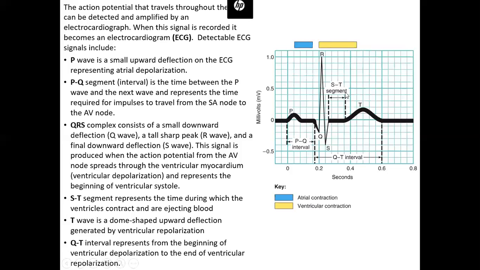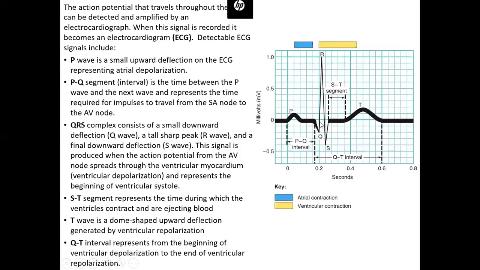Well, let's talk about the ST segment next. The ST segment represents the time during which the ventricles contract and are ejecting blood. And then we hit what we call the T wave. The T wave is a little bit bigger wave than the P wave. It's a fairly big dome-shaped deflection when the ventricles are repolarizing, returning back to their resting membrane potential so that they can get ready to contract again.